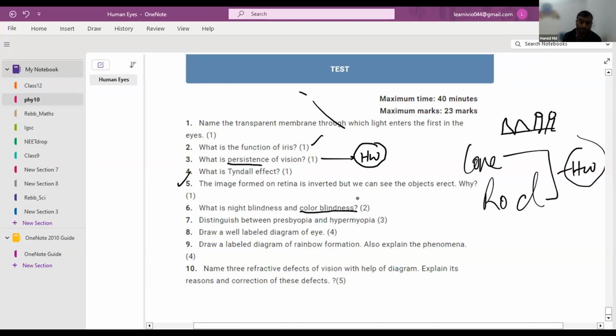So, distinguish between the, yeah, this question is a repeated question. Draw the ray diagram of the eye. This is also an important question. Okay, questions 7 and 8 are very important.